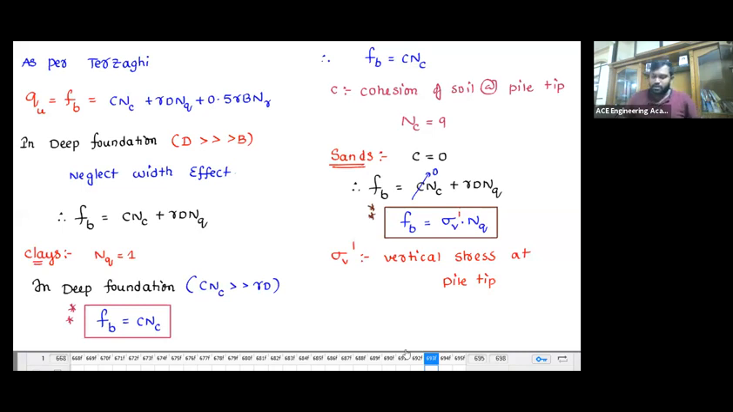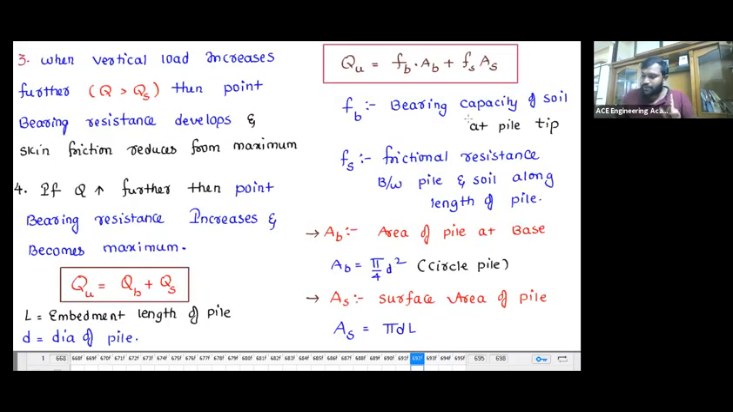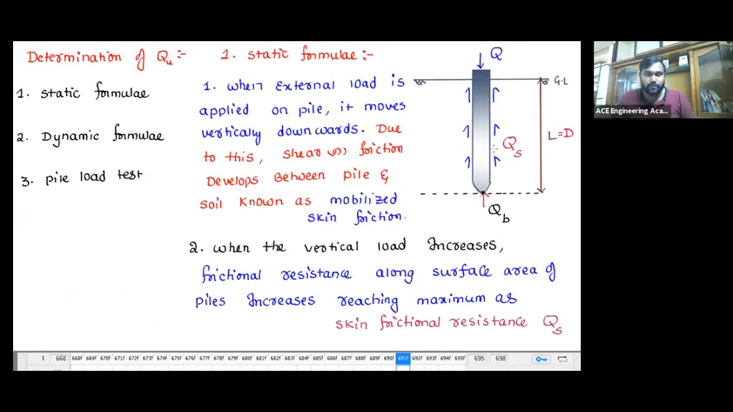Okay, fine. So now this is about finding the ultimate bearing capacity. Now let's come to the frictional resistance. This frictional resistance is Fs equals Ca plus sigma h dash into tan delta. Don't ask me the derivation, because whatever the skin frictional resistance developed over here, it depends upon the number one.